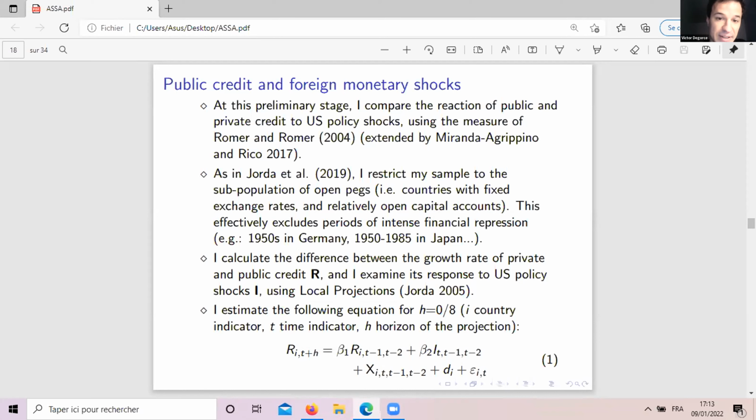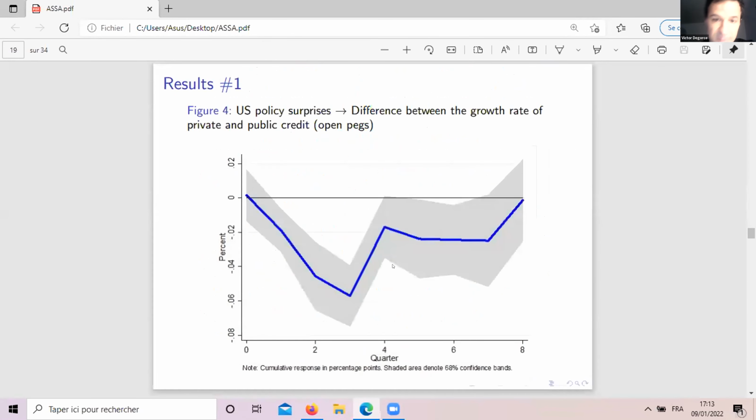Obviously, I'm expecting a decrease in the difference following a US policy shock, because the growth rate of private credit would be more affected than the growth rate of public credit. That's my hypothesis. And we do see that this is the case, especially in the short run, between 1 and 4 quarters. It tends to be significant, although not a lot significant until 6 quarters. But we do see, especially in the short run, that the difference between the growth rate of private and public credit decreases following a US policy shock.